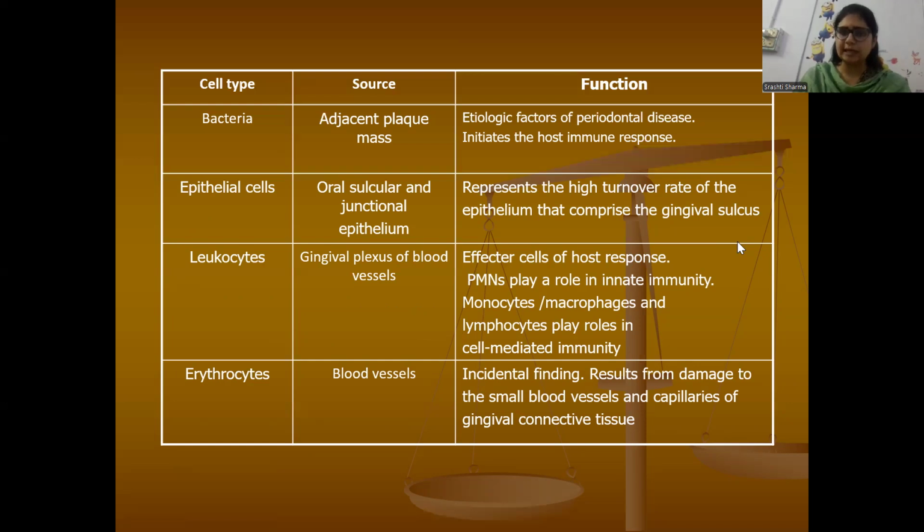Neutrophils play a role in innate immunity. Monocytes, macrophages, and lymphocytes play roles in cell-mediated immunity. Erythrocytes: source, blood vessels; function, incidental finding, results from damage to the small blood vessels and capillaries of gingival epithelium. Right?